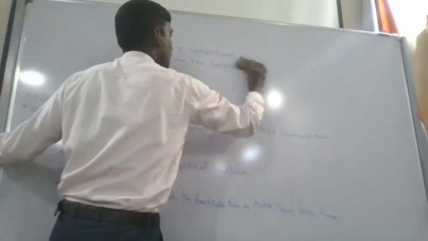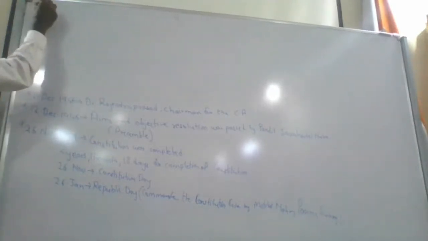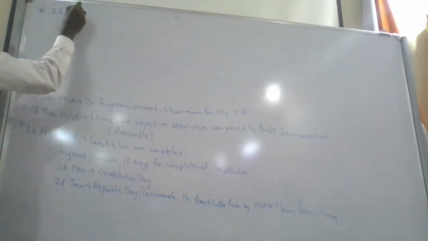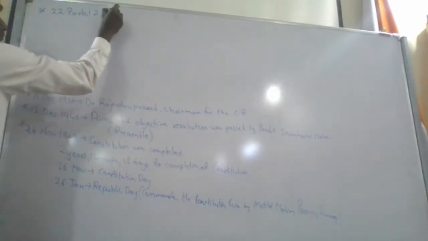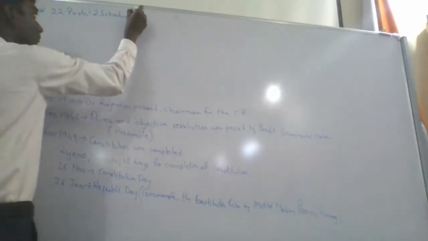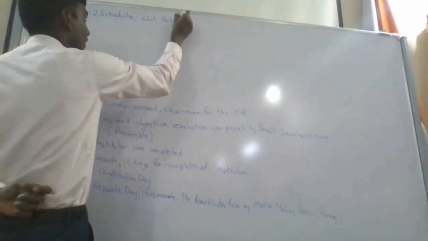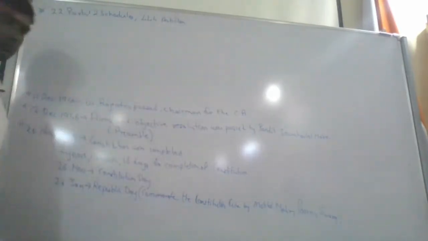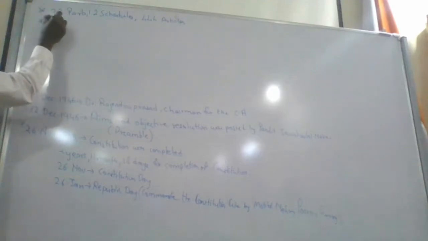Next. There are 22 parts, 12 schedules, and more than 444 articles. More than 444 articles.